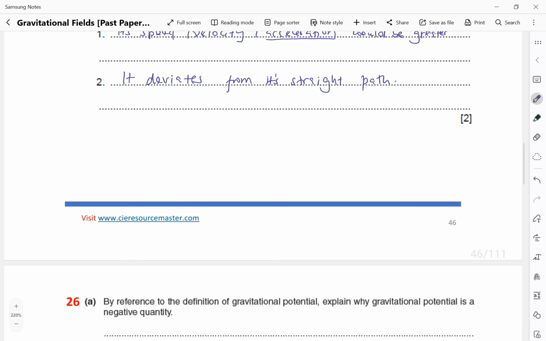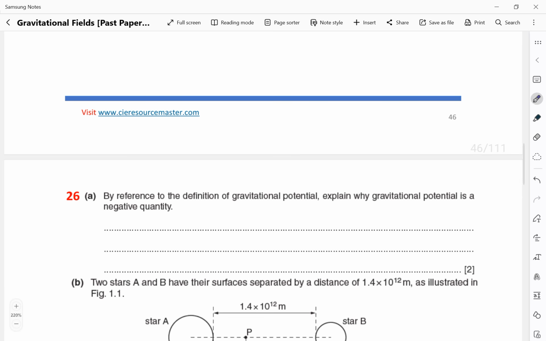So let's go to part 9. In part 8, we stopped on question 25. In part 9, I want to start from question 26. By reference, the definition of gravitational potential. Remember, gravitational potential is the work done per unit mass in moving a test mass from infinity to a point in the gravitational field, and gravitational potential at infinity is defined to be zero.